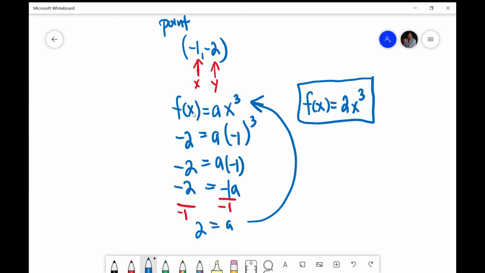So for f of x, we're going to put negative 2 since that's our y, equals a. We don't know what a is. We're trying to figure that out. We can substitute x with negative 1. Negative 1 cubed is negative 1. So what we have is negative 2 equals negative 1a. We divide by negative 1, and we'll get a equals 2. Since a equals 2, we know that's our leading coefficient.